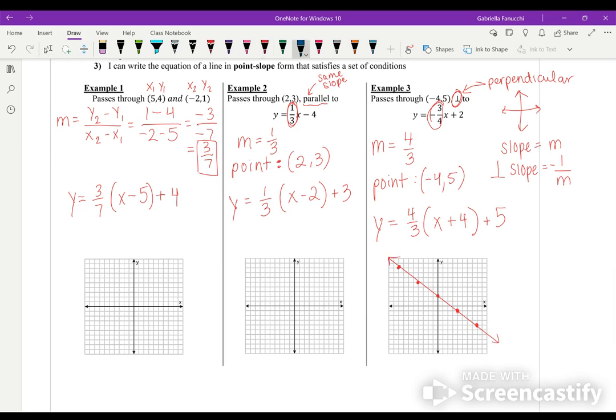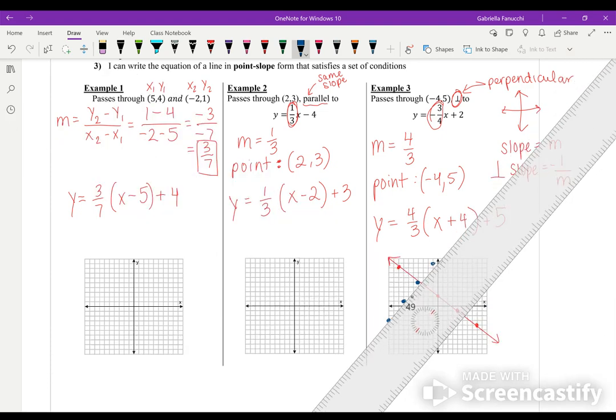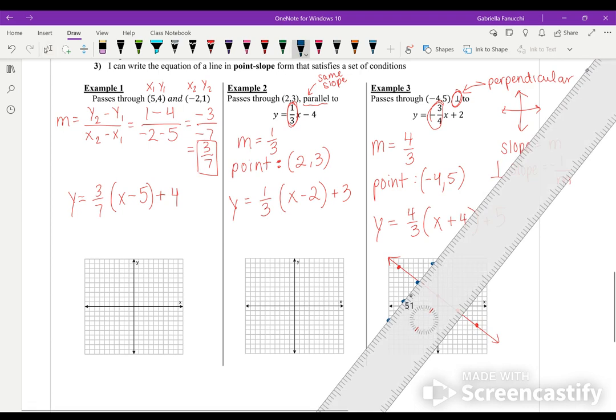So the point that we're passing through is negative 4, 5. So that's where I'm going to start. I'm going to put my first point at negative 4, 5. So 1, 2, 3, 4, up 5. And we have a slope of 4 over 3. So we're going to go up 4, to the right 3. And then I'm going to go the opposite way, down 4 and left 3. And I can do one more time. So these lines are perpendicular. They have that perfect cross.